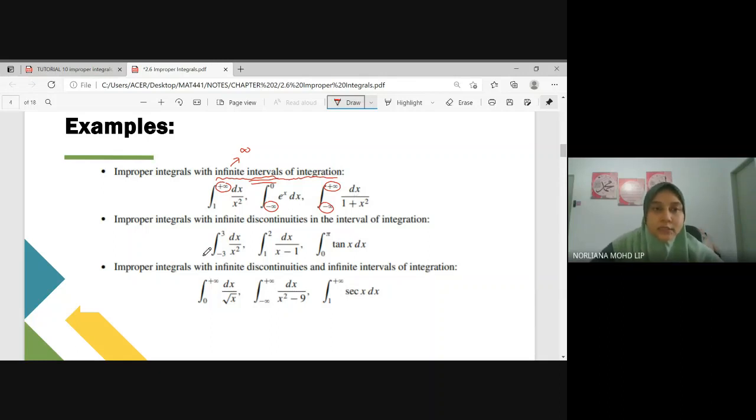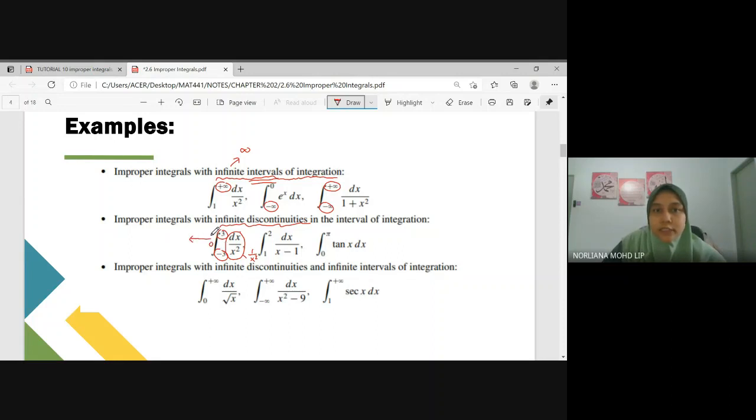Then the second one is improper integrals with infinite discontinuities in the interval of integration. Look at this function, 1 over x squared. We cannot evaluate 1 over 0, and the interval is between negative 3 and 3. So 0 is inside this interval, and we cannot solve 1 over 0. That's why we must integrate this function using improper integrals.